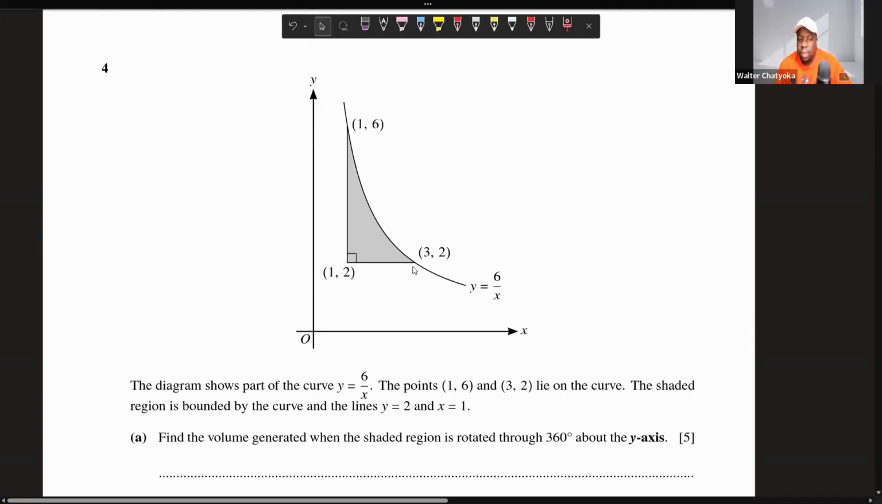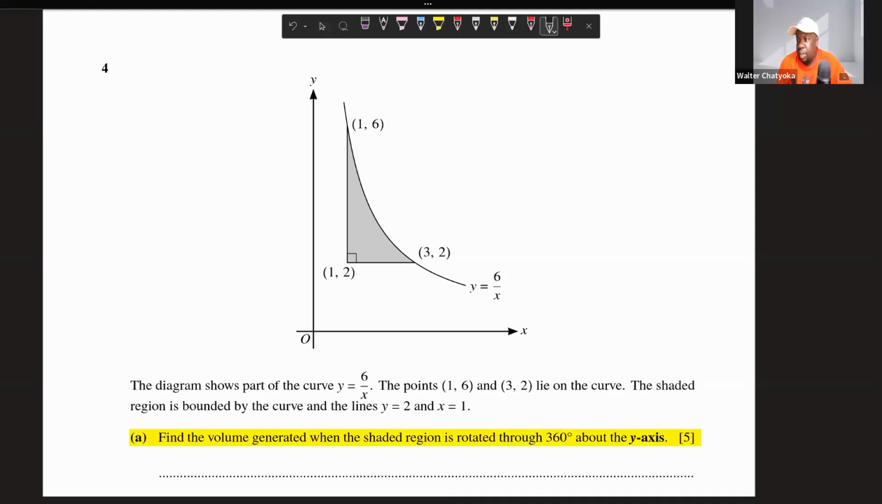Basically here they say the diagram shows part of the curve y is equal to 6 over x, and the points (1, 6) and (3, 2) lie on the curve. The shaded region is bounded by the curve and the lines y equals 2 and x equals 1. They say here, find the volume generated when the shaded region is rotated through 360 degrees about the y-axis. All right, so let's look at that.